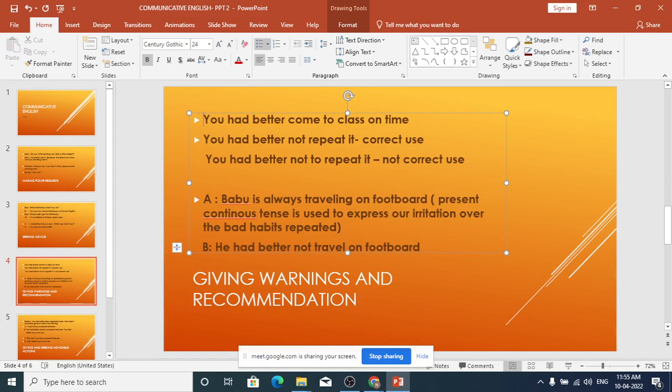So okay, can you make a sentence using had better? Can you make a sentence with had better? So let me make a sentence. You had better not switch on your mic while the class is on. You had better not switch on the mic when the class is going on. So it's a mild warning. You can call it mild warning or எச்சரிக்கை.